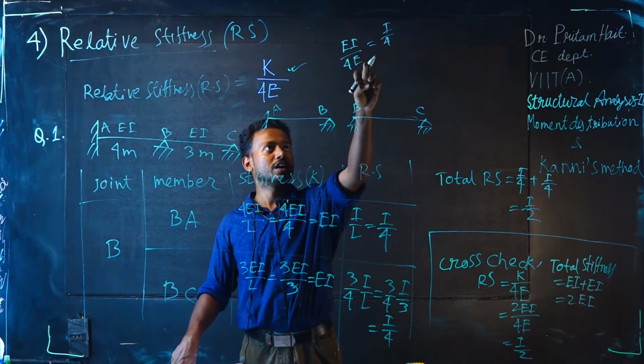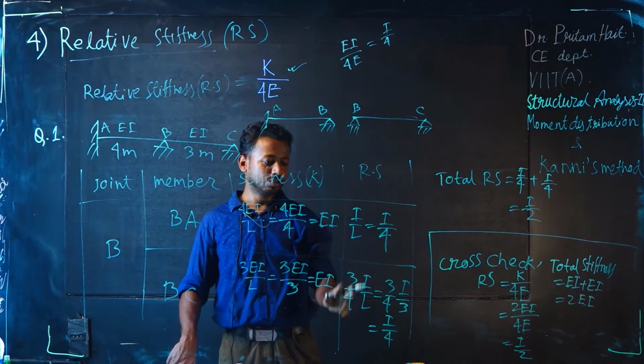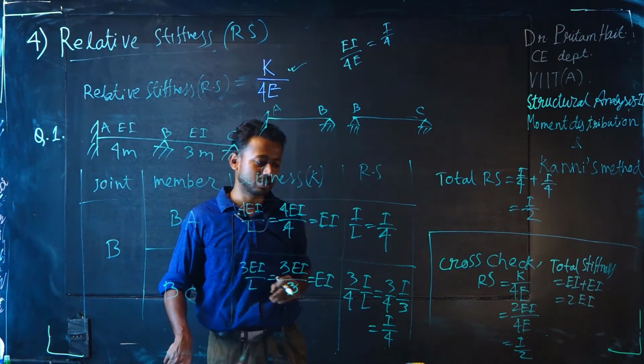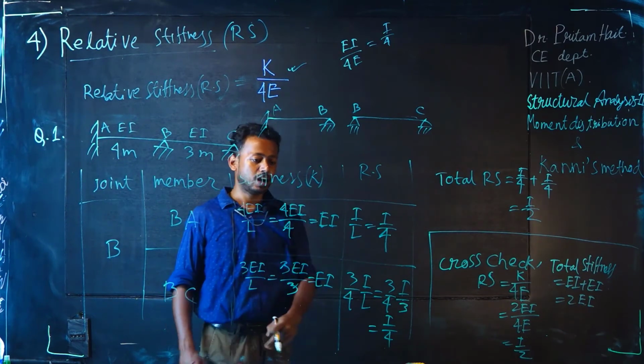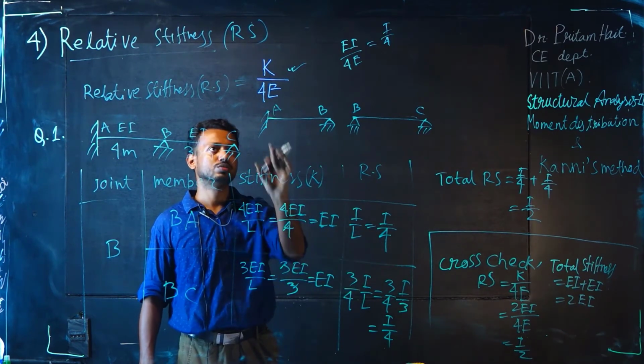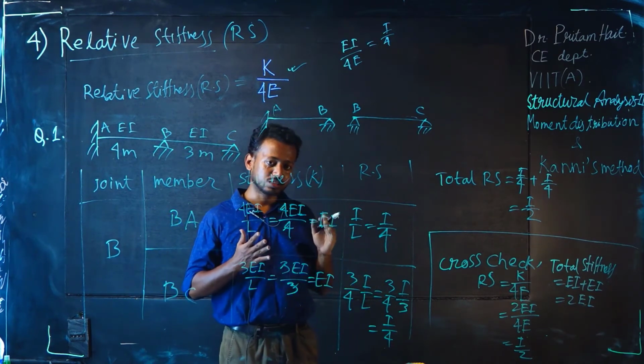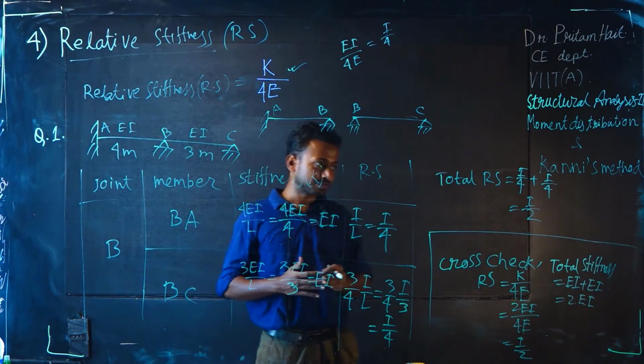So if I write EI, also I get I by 4. So this will give the same as this equation. This formula, you can either choose this equation or you choose this formula. Now cross check must be done.